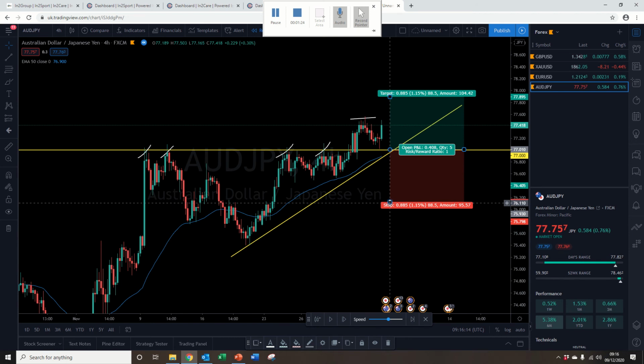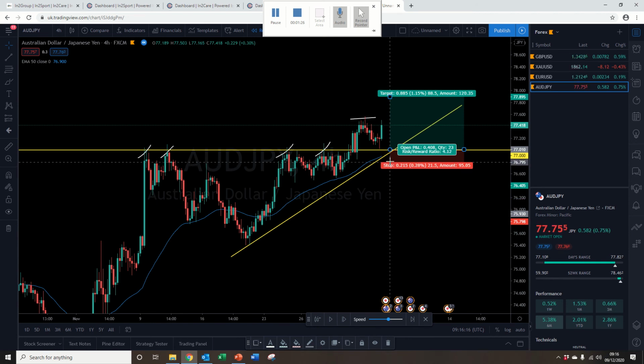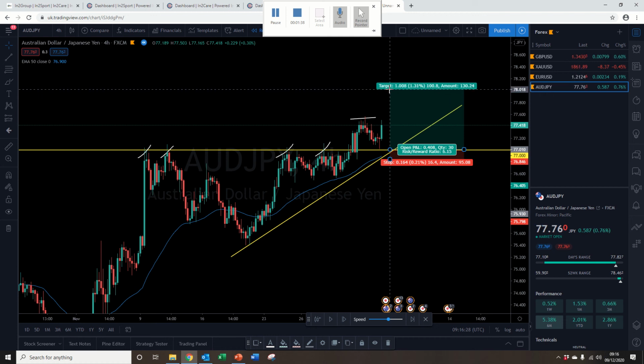Stops we would want to be quite tight, maybe an 18 pip, not even maybe that, maybe you could get away with, let's go 16 pip stop to protect ourselves, and we might target the 78 key level. You can see that's a 1 to 6 risk to reward.